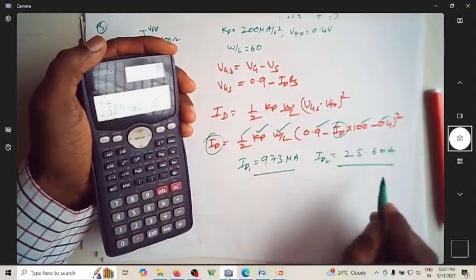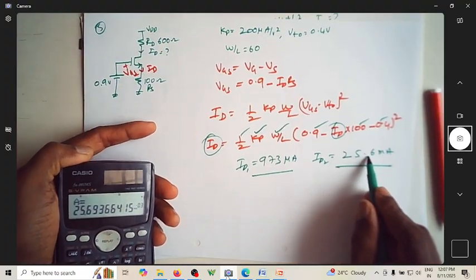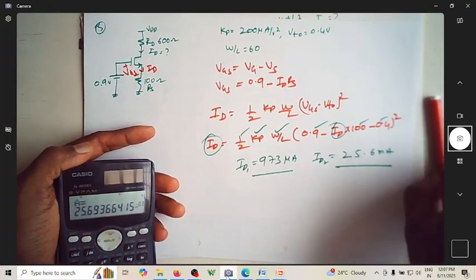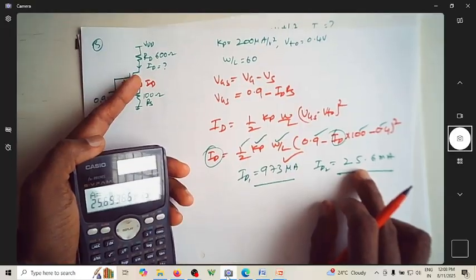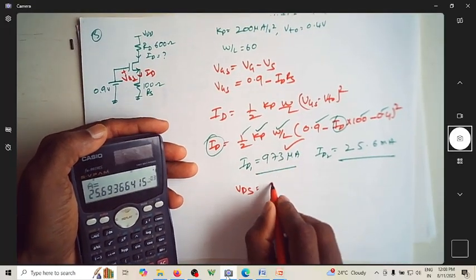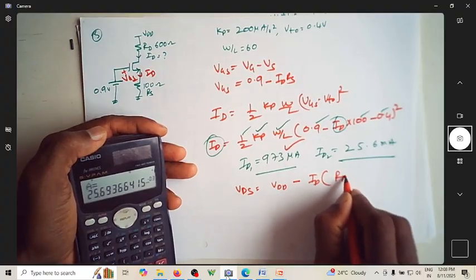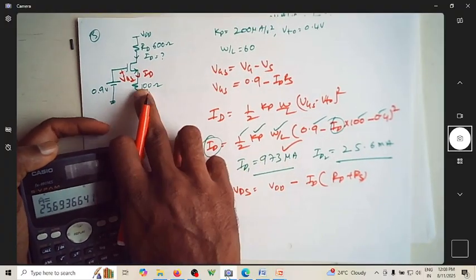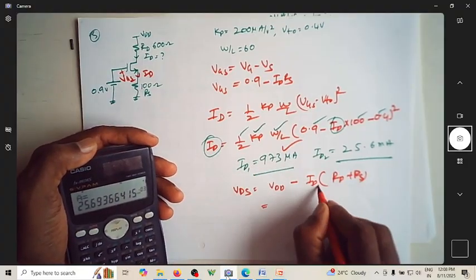So out of these two currents, which current is correct? So this cannot be 25.6, so actually this has to be this. Suppose you assume the current as 25.6 milliamperes, then let me find what VDS is. VDS is VDD minus ID into (RD plus RS), because you have RS also, you have RD also. So this is by considering it as ID1.